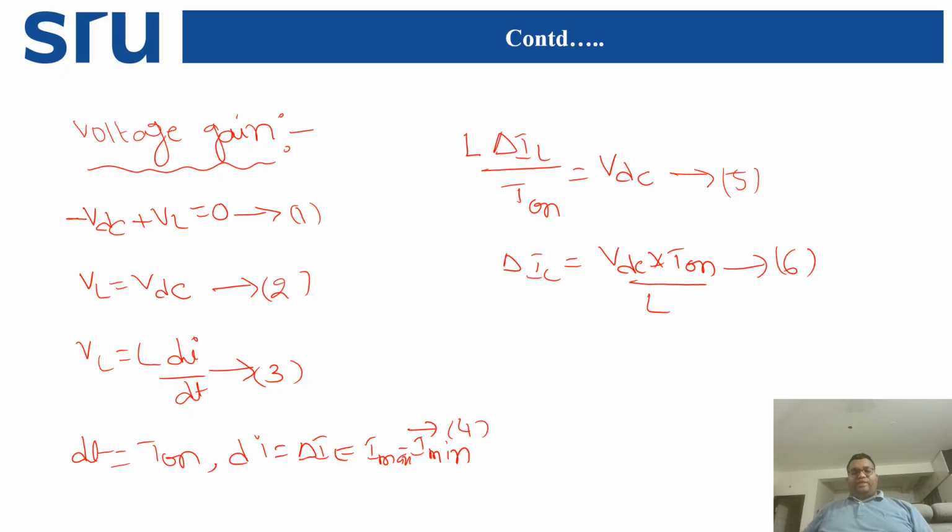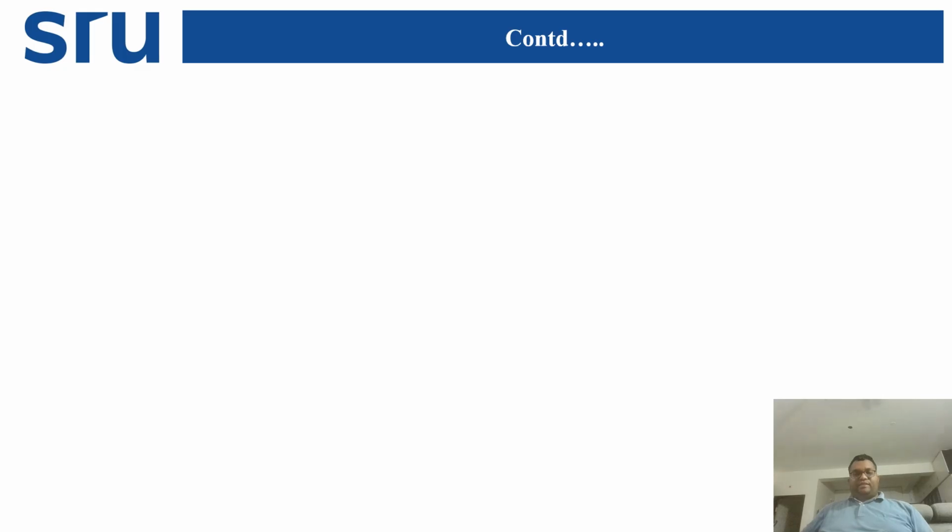So like that we are going to derive. Now this is the T on condition of the ripple current, that is delta IL. What I have written here is delta IL is equal to VDC into T on divided by L. That is the first condition which I have indicated over here. Now coming to the second condition, we'll see.